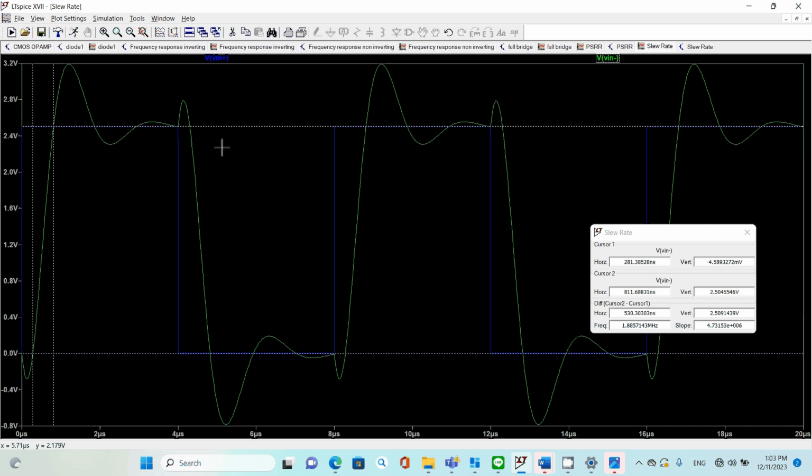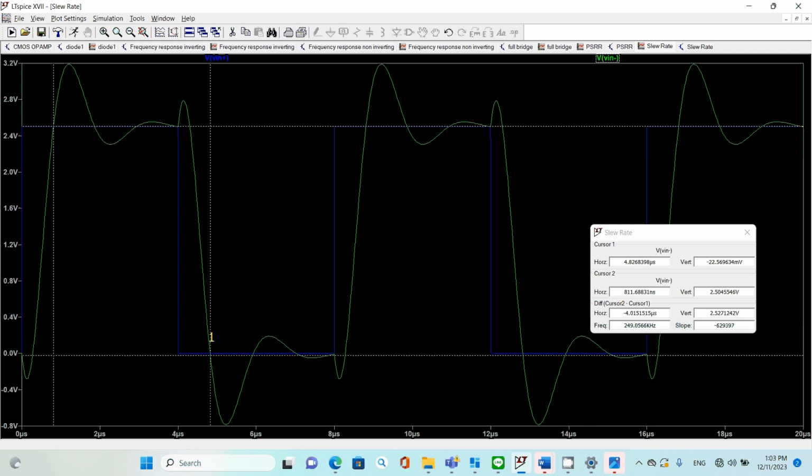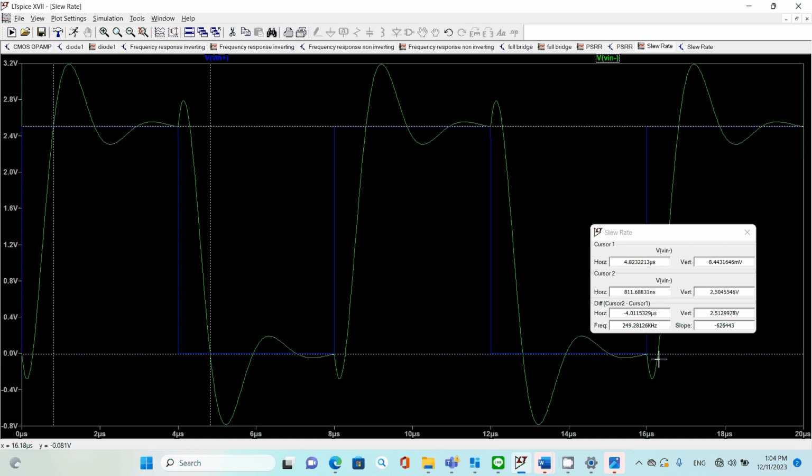Okay, you do the same thing for the falling slew rate. For falling, you go down the green line until it hits about 0. You can use the right arrow on your keyboard to move. Okay, that's the best I can do. And now you already have a falling slew rate. Falling becomes 2.51 divided by 4.01.